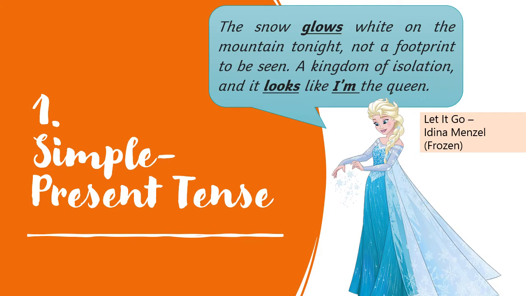Now, glows and looks as well as am, these are verbs, okay? And what you're seeing here are examples of simple present tense. Now, we're going to understand why. Why does this one have S at the end, glows, and why this one has S as well at the end? Why does it have the letter S? And we're going to understand that today, okay? Also as well as am. These are examples of simple present tense that we're going to revise today.